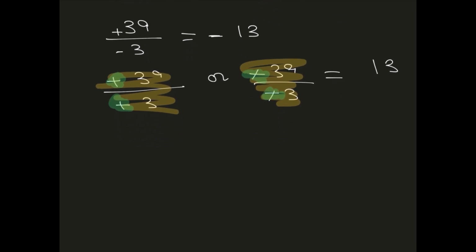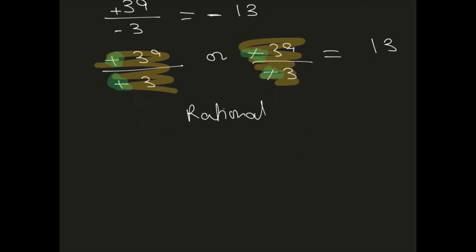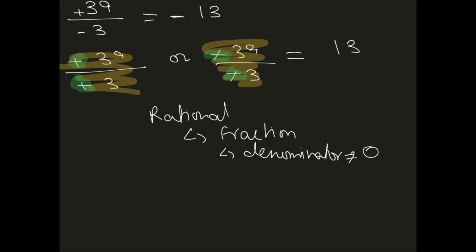Now let's talk about rational numbers. Any number can be called a rational number if it can be expressed in the form of a fraction. But this fraction must have a non-zero denominator. What I mean by that is that the denominator of this fraction cannot be 0. If the denominator is 0, then it will not be a rational number, right?